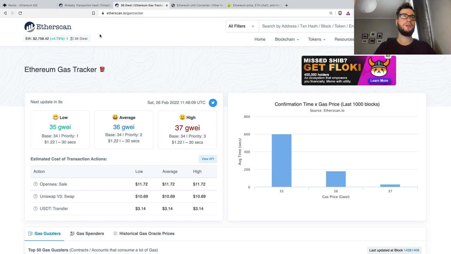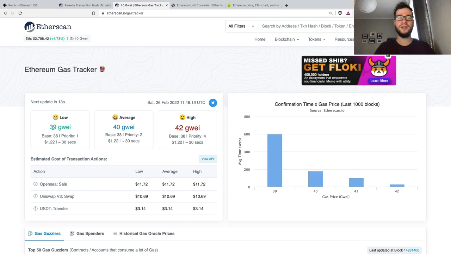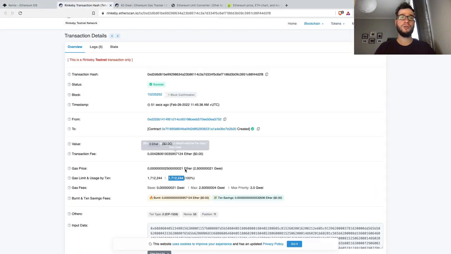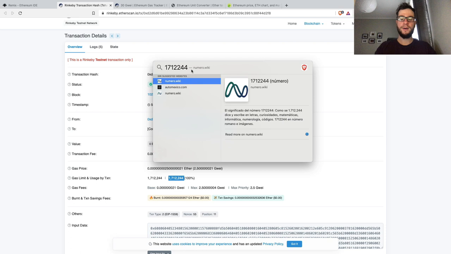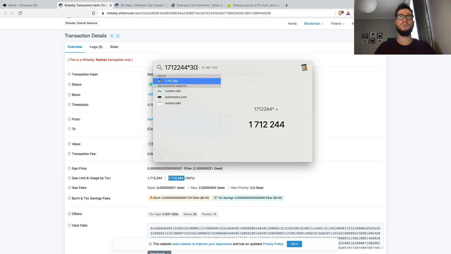On the Etherscan gas tracker subpage, you can see that right now, for instance, the gas price is pretty low. The last time I was deploying a smart contract for my clients, it was about 120, but you can see that right now it's super cheap because it's 39 gas price. So let's say that I want to deploy the very same smart contract to the mainnet. If I would like to calculate the costs of it, I have to multiply this value with the gas price, which would be 30. And you can see that we have this value.